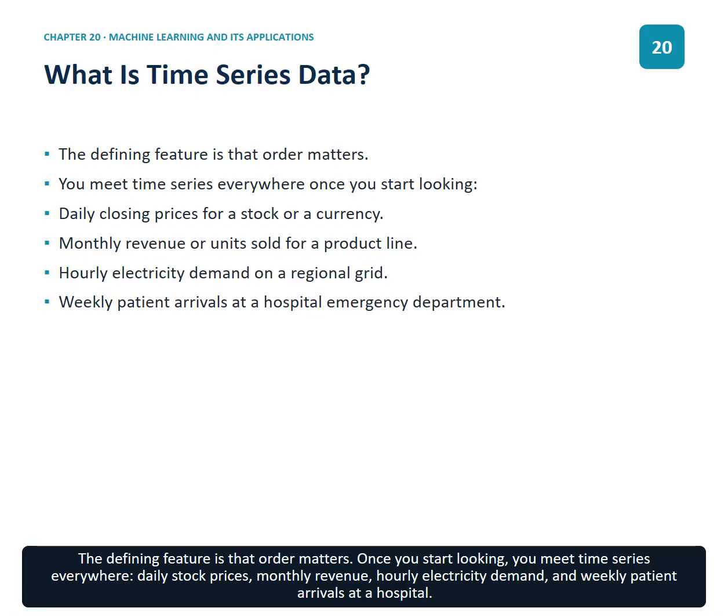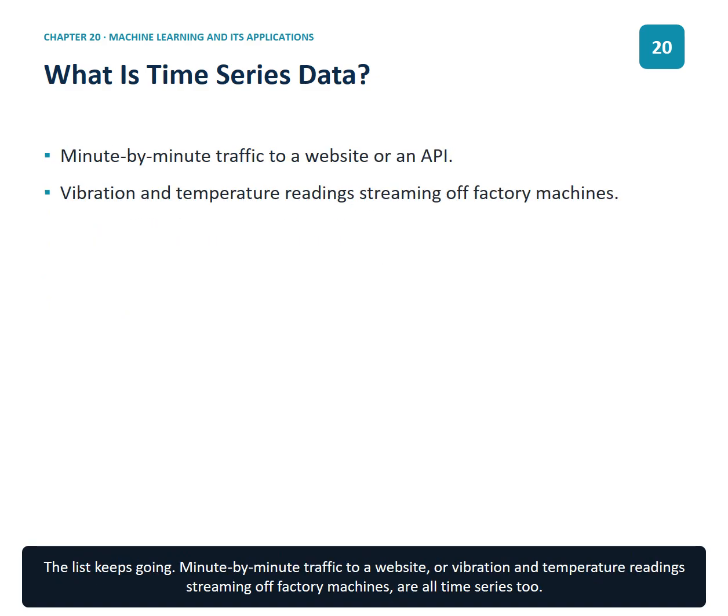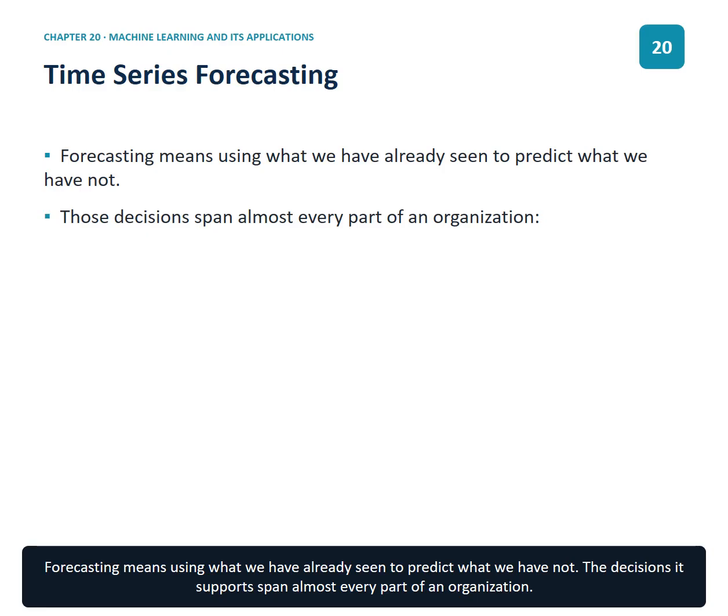Once you start looking, you meet time series everywhere: daily stock prices, monthly revenue, hourly electricity demand, and weekly patient arrivals at a hospital. The list keeps going. Minute by minute traffic to a website or vibration and temperature readings streaming off factory machines are all time series too. Forecasting means using what we have already seen to predict what we have not.